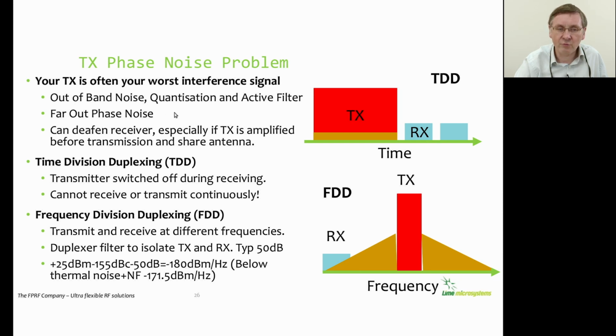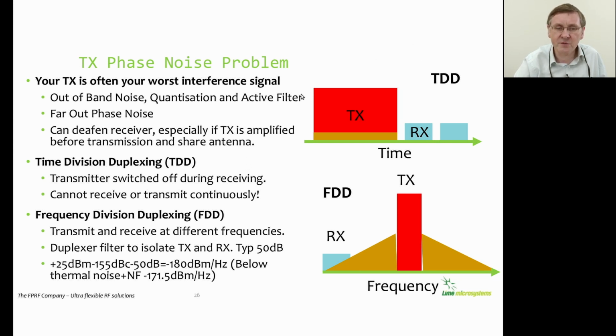This is coming primarily also from far-out phase noise as well as the quantization and filter noise. And these can deafen the receiver, particularly if the transmitter has been amplified by a high-powered amplifier. So there are two approaches for dealing with this.